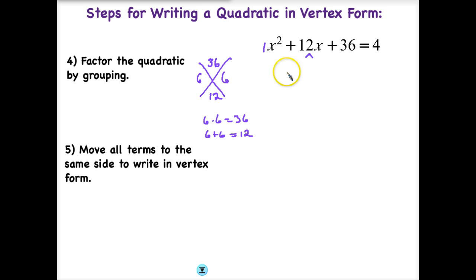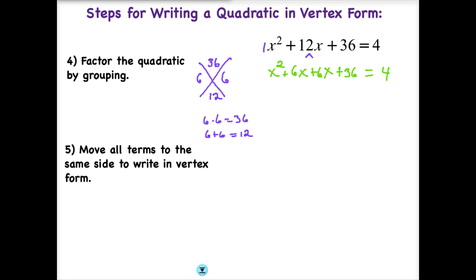So when we factor this now, we can write this as, well, actually, I'm getting ahead of myself. Let's go ahead and split up our middle term. So we are going to split this into 6x plus 6x. And then we'll write the rest of our quadratic. So we have plus 36, and on the left side, we have this plus 1x squared.